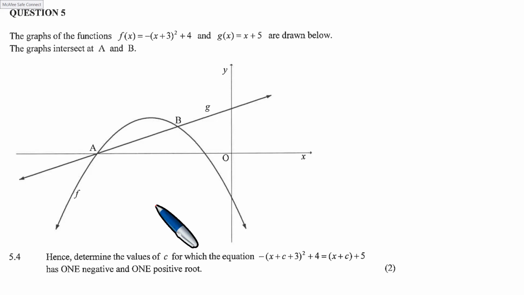Right, so we continue with this discussion right now. At this point, we have that the graphs intersect at A and B, hence determine the values of C for which this equation has one negative and one positive root.